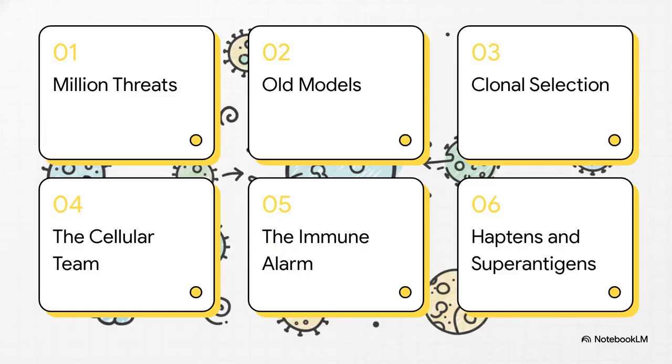To really get our heads around this, we're going to follow the same path that scientists did. We'll start with the huge problem they were trying to solve, look at the clever but ultimately flawed theories they first came up with, and then we'll get into the modern view that completely changed the game. We'll even check out some strange exceptions that actually help prove the rules.